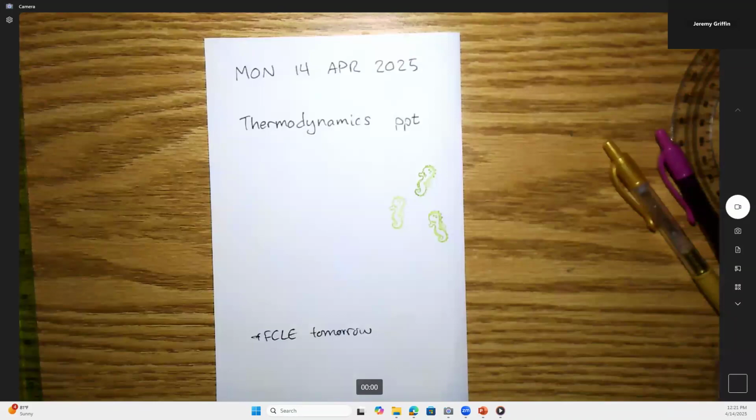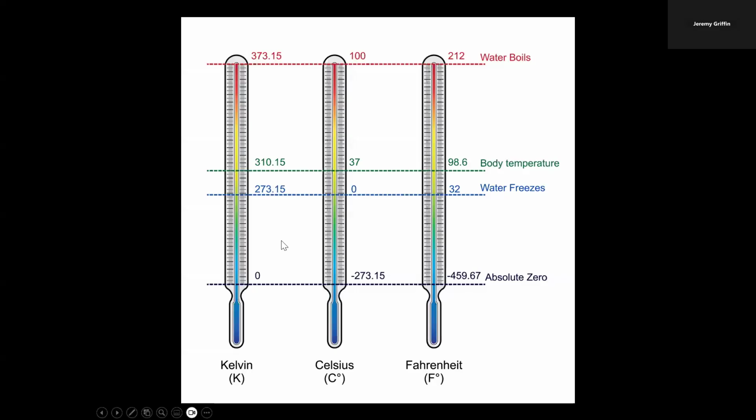All right, so let's jump into this. Thermodynamics. All right, so start with how do you measure temperature? And you might remember way back at the beginning of last semester, I said, well, how do you measure anything? And we were trying to come up with ways to measure stuff.